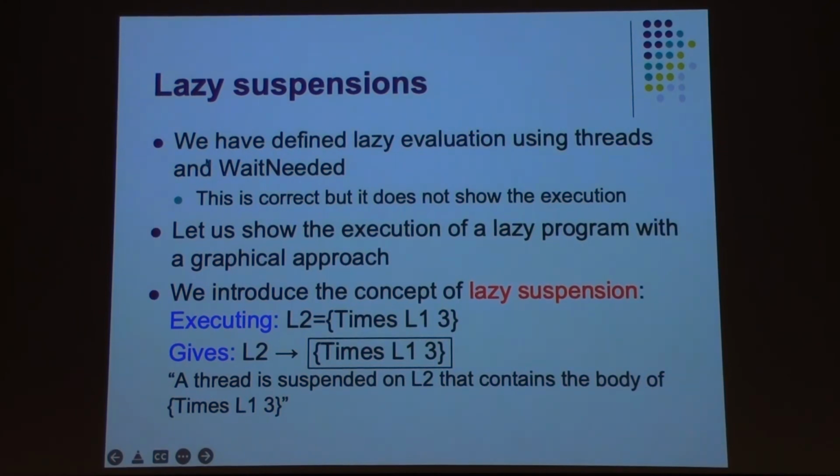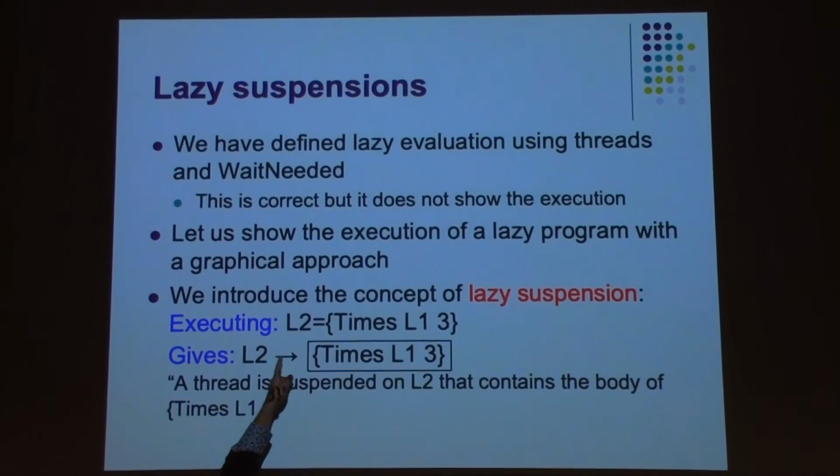Okay? So we have defined lazy evaluation using threads and wait needed. This is good, correct? But it does not really show the execution. Let's now show the execution in a graphical way. And I will introduce the concept of a lazy suspension. Well, a lazy suspension is just a thread waiting on wait needed, okay? It's just what we know already. It's a thread that waits on wait needed.